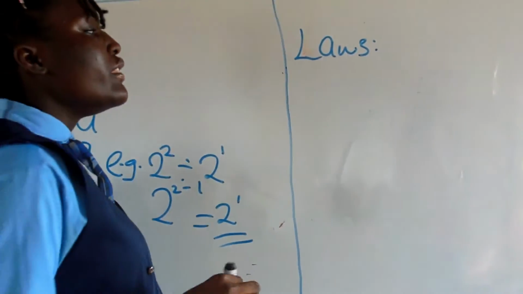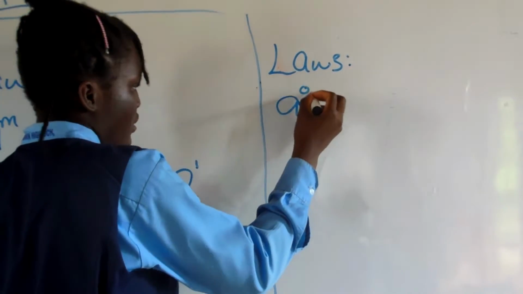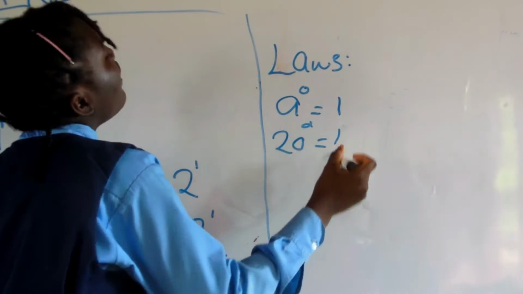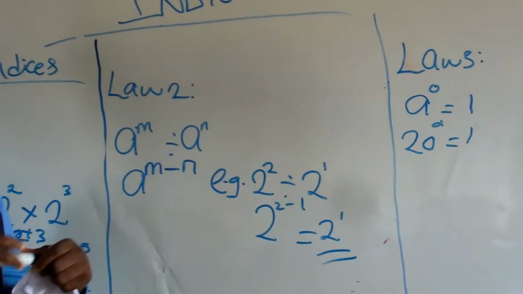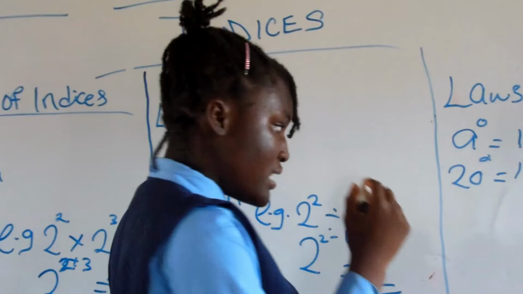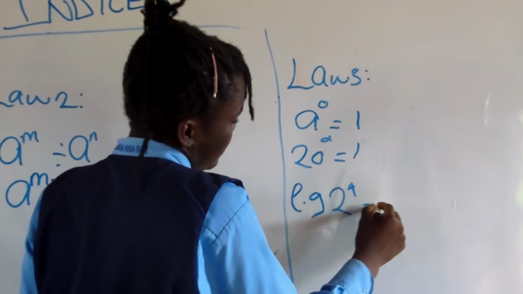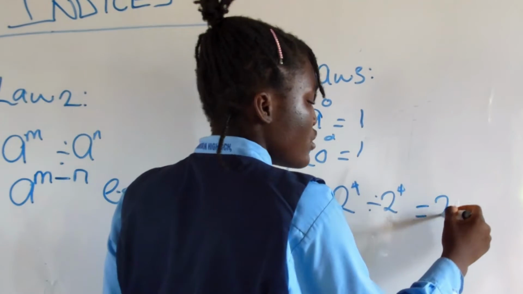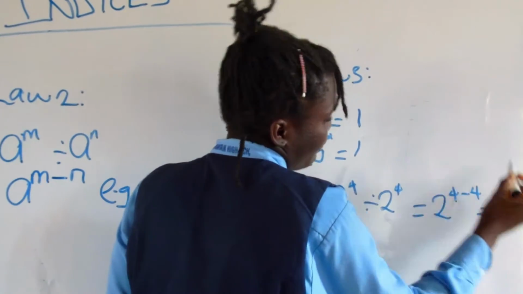Law 3. This law is the zero law. This law states that anything raised to the power of 0 equals 1. If 20 is raised to the power of 0, it equals 1. So someone may ask, can this law be proven? And I'll say yes, because we can prove this law with this example. If 2 to the power of 4 is divided by 2 to the power of 4, we all know that it simply means 2 to the power of 4 minus 4, which is equal to 2 to the power of 0.